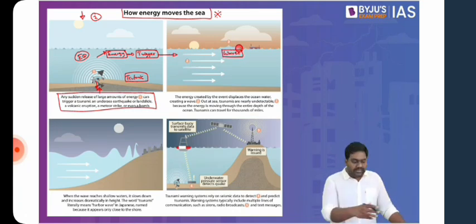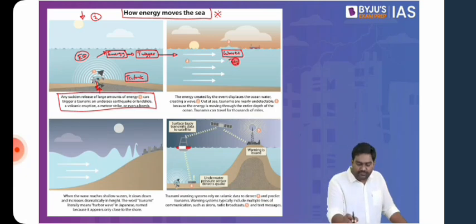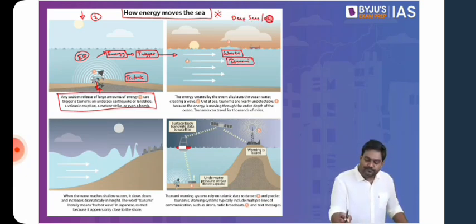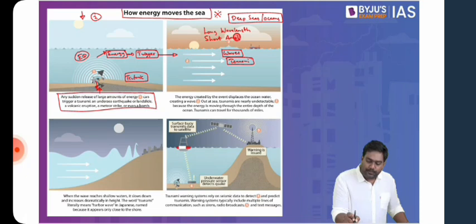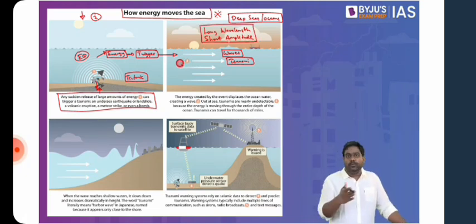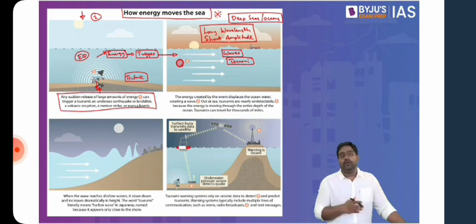Is that clear? The energy which was released by this event transfers to the water body and travels as waves, which we call a tsunami wave. Initially, in the deep seas and deep oceans, the tsunami wave will have a very long wavelength and short amplitude. Now, what do you mean by this? It means that the wavelength, the distance between the crest and the trough of the wave, will be very, very long. It can be hundreds of kilometers.